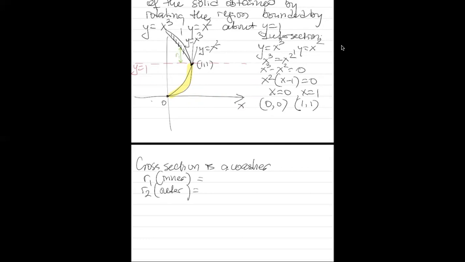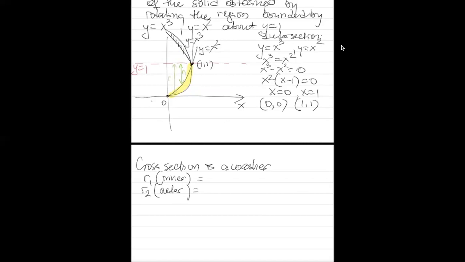R2 would be all the way down to the other curve, that's R2. You can show them in the region. Perhaps I should do this. Let me show the inner radius over here. So that's R1, and the outer radius goes all the way down here.